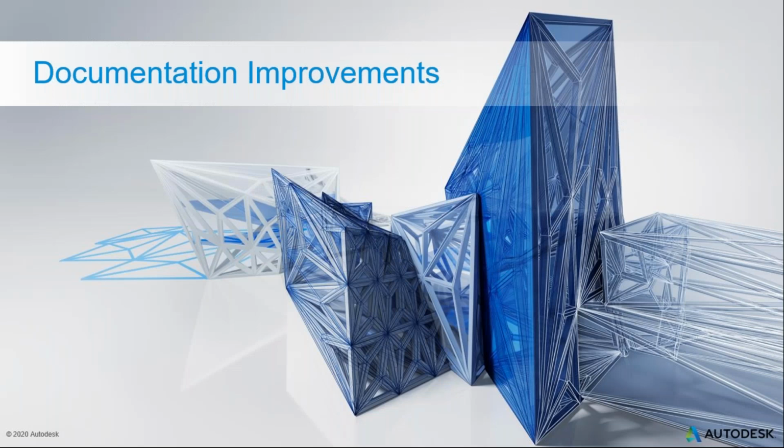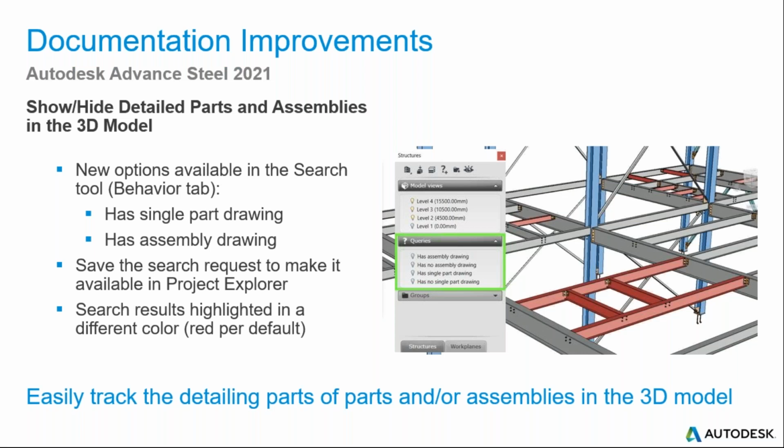Moving to the next part, which is around the documentation, core documentation improvements in Advanced Steel. So with the 2021 release, using the search tool, you can easily find parts for which the single part shop drawings or assembly drawings have already been created. You can save the search request, making it available in the Project Explorer for future use. The search results are highlighted with a different color in the 3D model. You can select these parts or assemblies with a dedicated icon and use one of the provided templates to create their shop drawings automatically. This feature makes it easy to track the detailing status of the different parts and assemblies in your model.